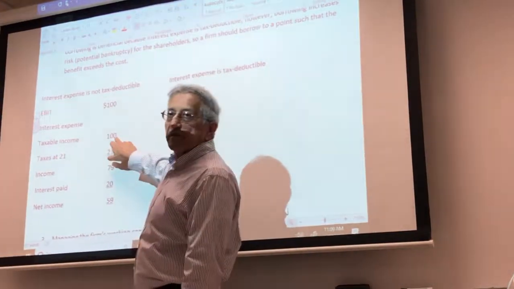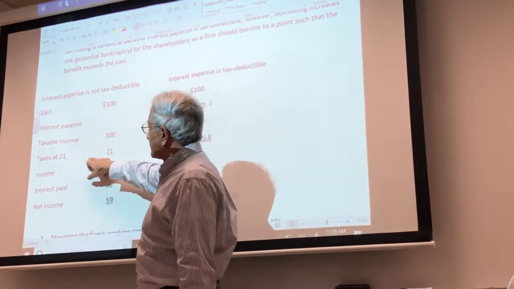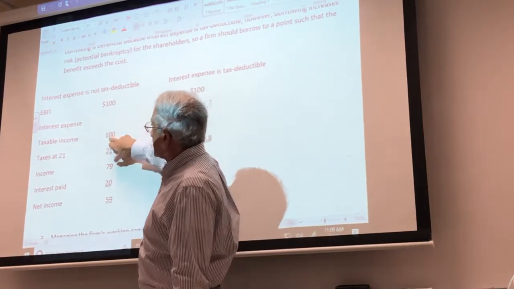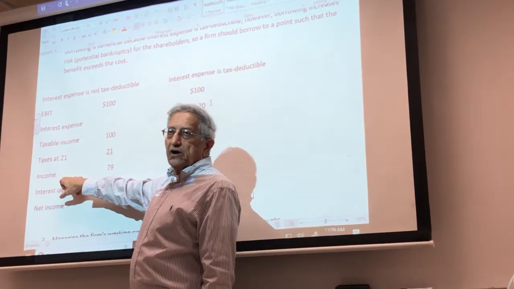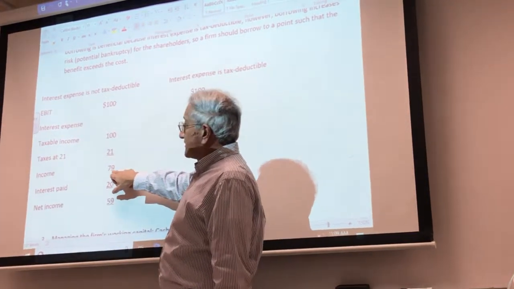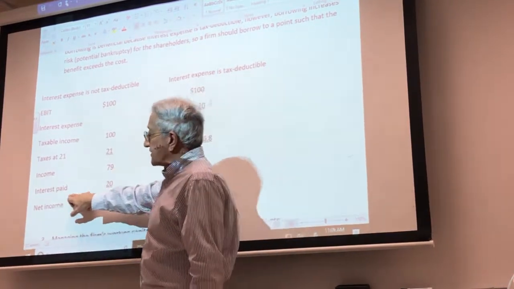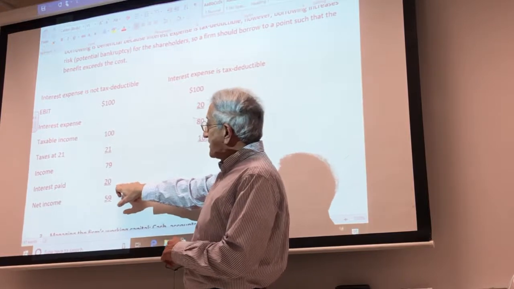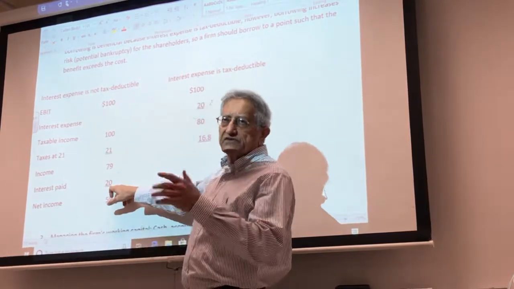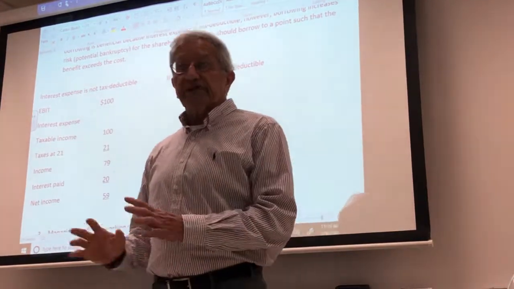So all of this is taxable income, $100, and then taxes at 21%. The percent symbol is missing, so this is $21. 21% of this is 21. Income, remember, I can't call it net income. This is just income. Net income means income available to shareholders. Okay, that's what net income is. So this is 79. Now, after you have paid your taxes, you subtract interest expense. Okay, the 20. How much? I'm assuming it's $20, just a given number. And then so 79 minus 20. This gives you $59 net income available to shareholders. You all see what I'm talking about?